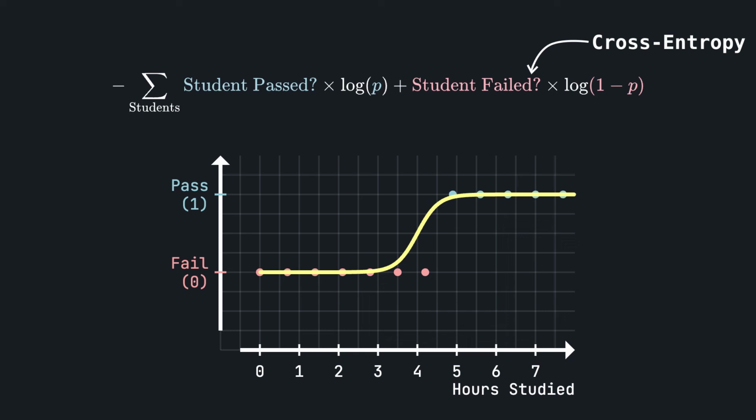A nice property of this cross entropy is that if we ever predict 0% for an outcome that actually happens, that results in an infinite loss. For example, if a student passed the exam, but our model predicts 0% chance of passing for that student, then the loss function will be plus infinity. This incentivizes our model not to be overconfident in its answers.